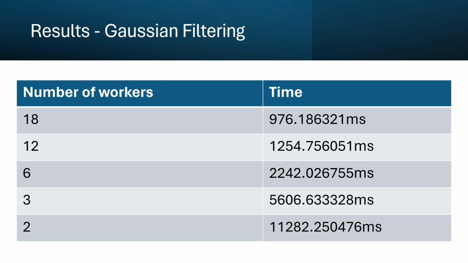So we implemented the Gaussian filter and Sobel edge detection algorithms by running these algorithms in parallel, and we observed a significant improvement in processing times. So here, for example, in the results of the Gaussian filter, you can see how the time increases with each decrease in the number of slots. The number of slots is the same as the number of tasks running at the same time. For example, in this case, from 18 slots to 2 slots, you can see how the time increases.